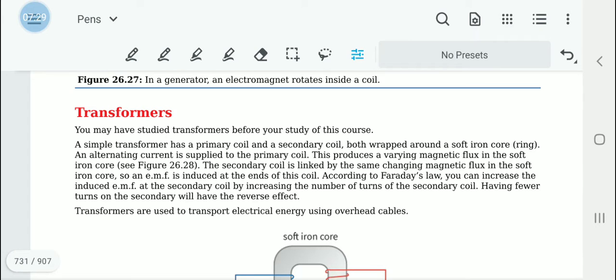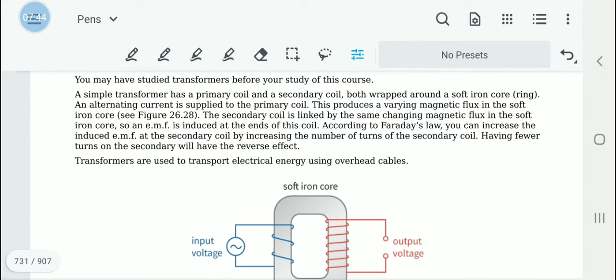Then transformers. We have discussed transformers in O levels. So in a transformer, we have a primary coil and a secondary coil. They have a soft iron core, we call it the ring. When we supply an alternating current to the primary coil, a magnetic flux is produced in this iron core.